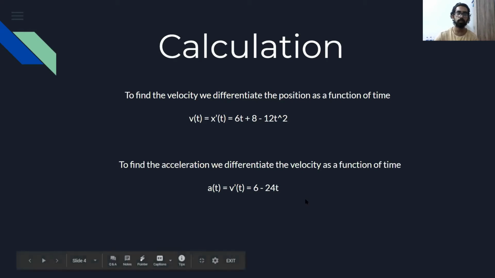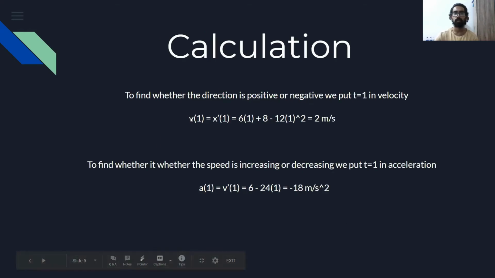To continue with the question, by giving t equals 1, we find the velocity and which direction it moves, and whether the speed is increasing or decreasing. This is my presentation, and I'll let my friend continue. Thank you very much.